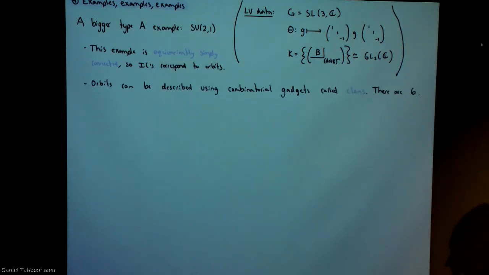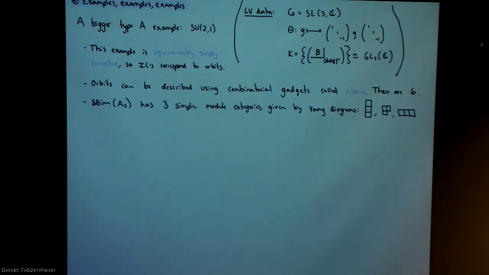And then if we want to describe the orbit structure in this example, there's a very nice combinatorial gadget called a clan, which does this for us. I won't go into details about how it's defined, but it's a description of exactly these orbit closure relations for the groups SU(p,q). And in this case, there are six orbits. And if we look at Soergel bimodules of type 2, this has 3 simple module categories, again, given by Young diagrams.